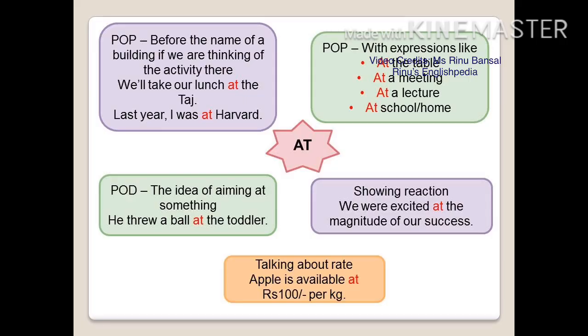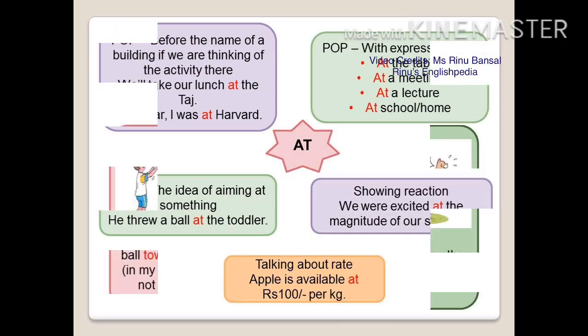As a preposition of direction, at is used with the idea of aiming at something. For example, he threw a ball at the toddler. We are aiming at the toddler. At is also used to show reactions. We were excited at the magnitude of our success. And finally, at is used while talking about rate. Apple is available at 100 rupees per kg.